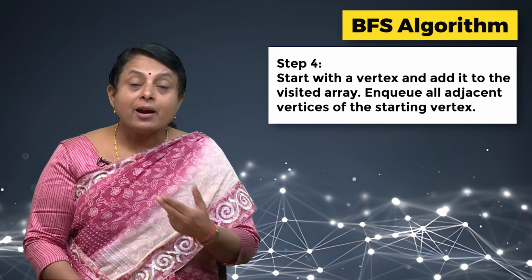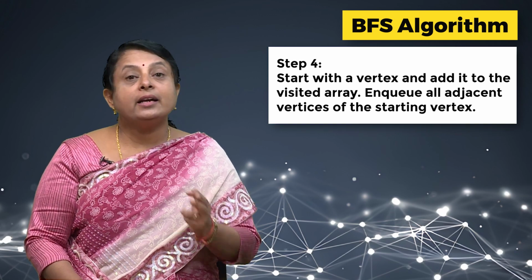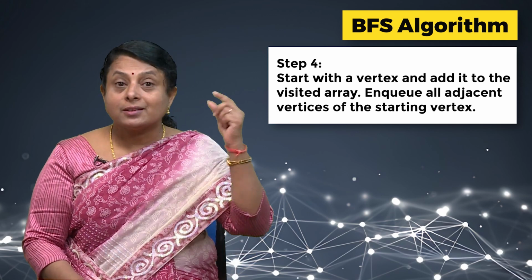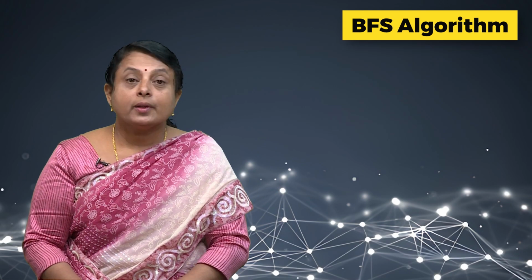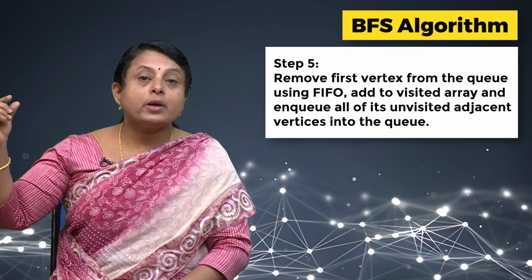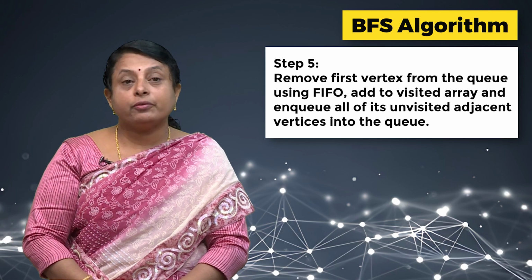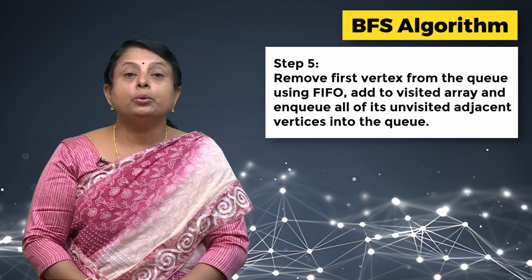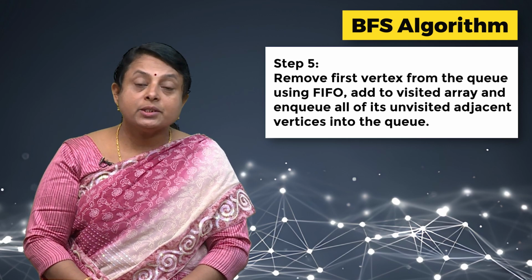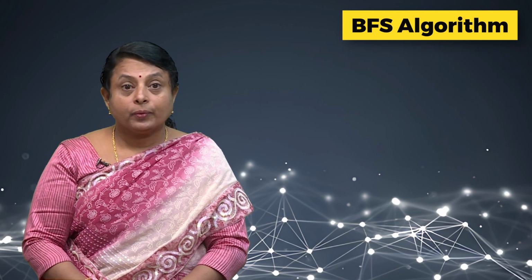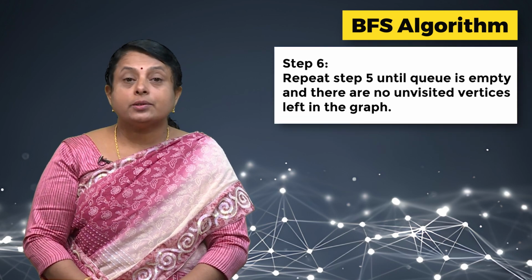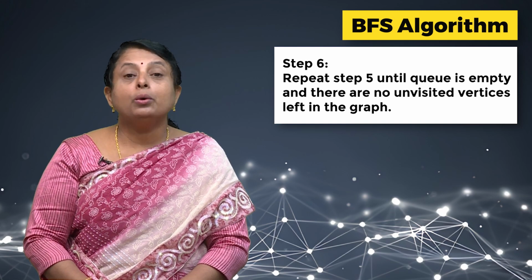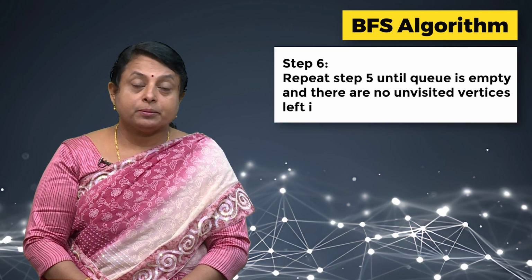Step 4: start with the chosen vertex and add it to the visited array. Enqueue all adjacent vertices of the starting vertex into the queue. Step 5: remove the first vertex from the queue using the first in first out approach, add it to the visited array and enqueue all of its unvisited adjacent vertices into the queue. Step 6: repeat step 5 until the queue is empty or there are no unvisited vertices left.